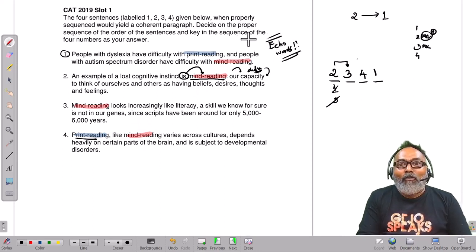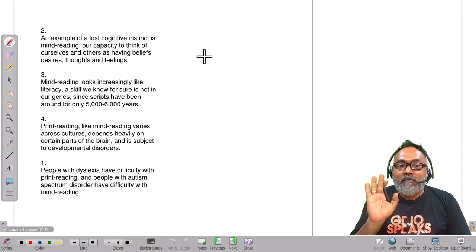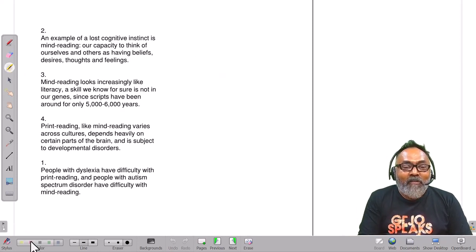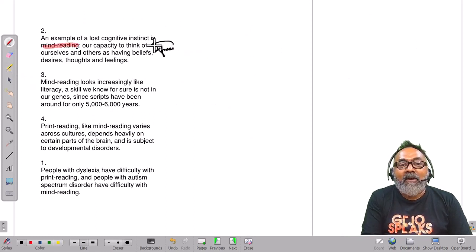And clear echoes. All we needed is to see mind reading and to see print reading. Look at this, it started with an example defining mind reading as an example of a lost cognitive instinct. Obviously, there could be some conversation happening before this about lost cognitive instinct. So this is where it's defining.